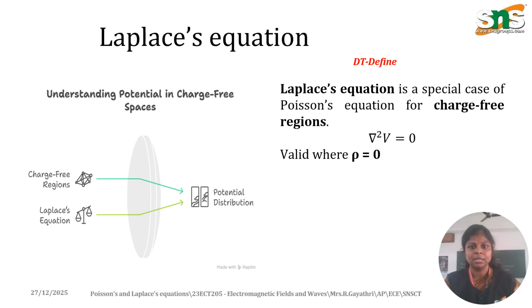Coming to the Laplace equation, it is a special case of the Poisson equation where the charge distribution is 0, so the Laplace equation is del square V equal to 0. It is valid where rho is 0. The surface charge density is also 0 in the case of the Laplace equation.